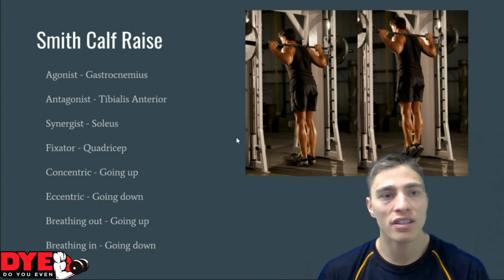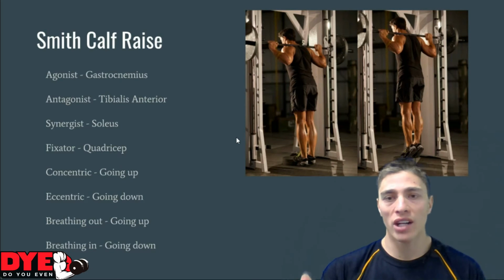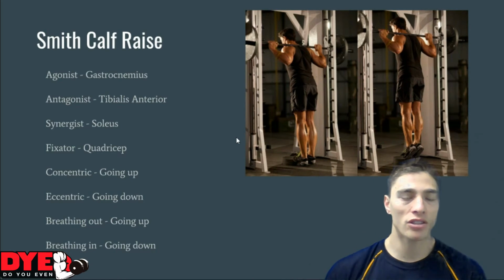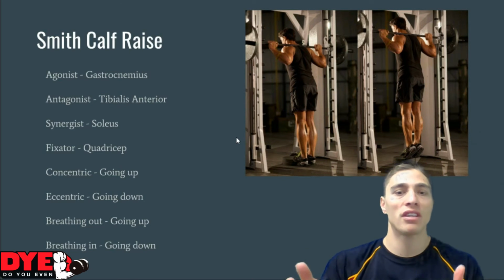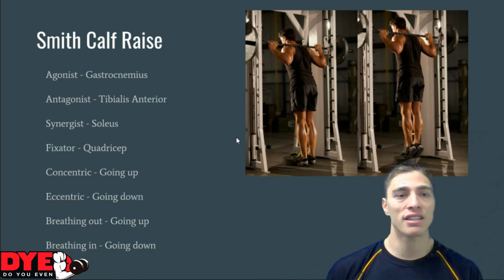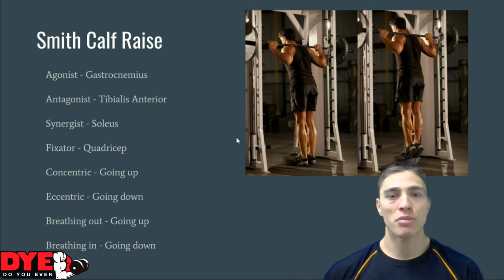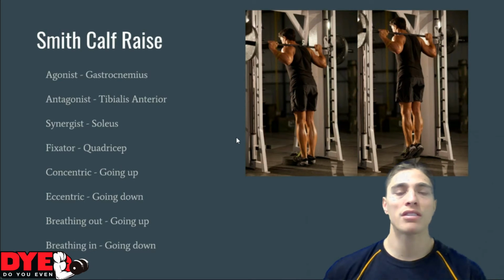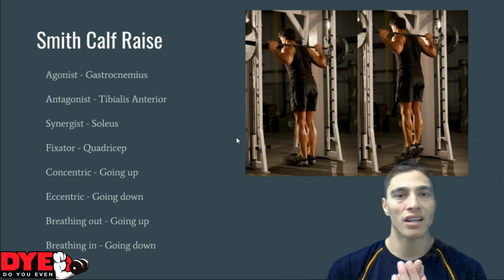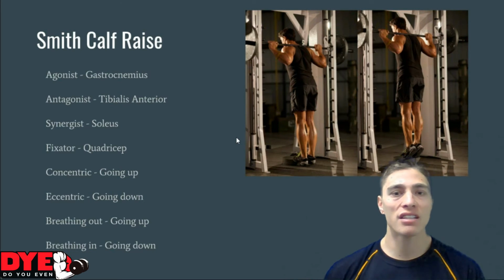Smith calf raise. So the agonist isn't our calf. We call it our gastrocnemius. That's the correct term for it. Antagonist, so opposite, the front of our leg is our tibialis anterior. Synergist, so the muscle assisting that movement is our soleus, and that's a deep muscle underneath our gastrocnemius, which produces plantar flexion, just like the gastrocnemius. Our fixator is our quadricep.